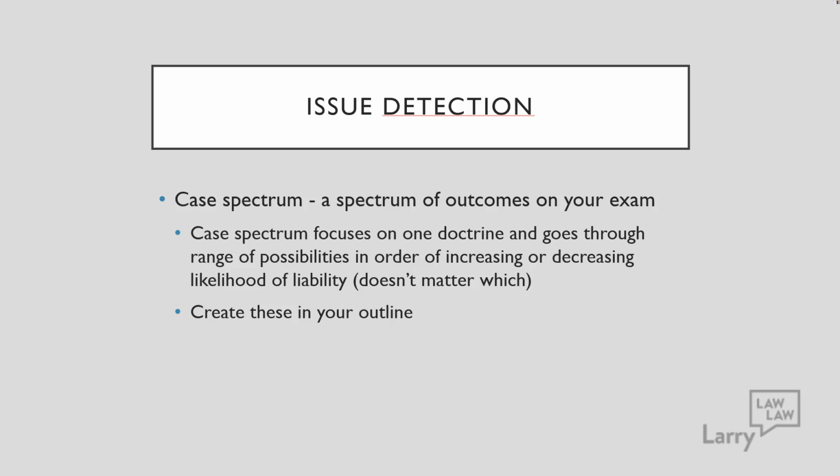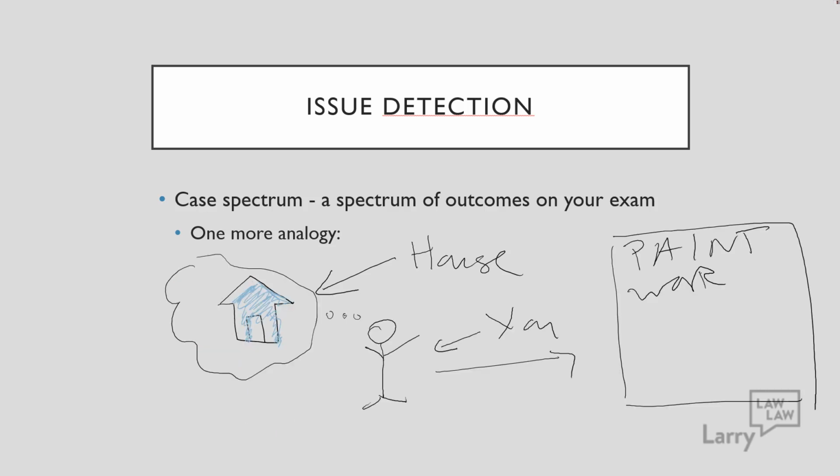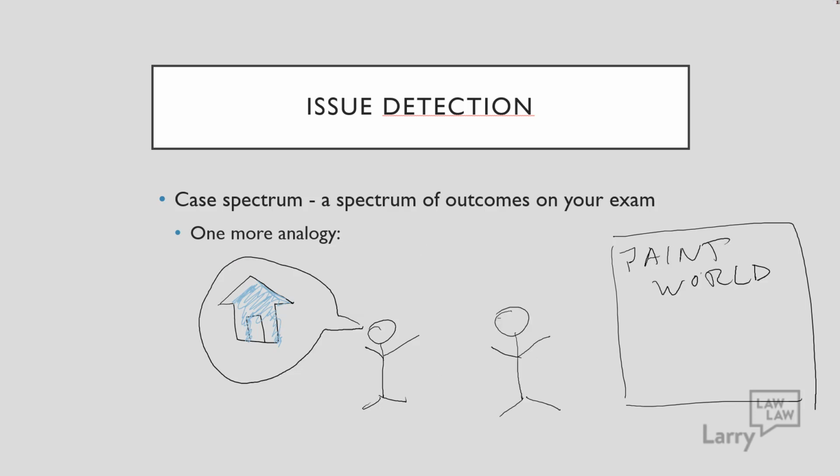So this is the analogy I like to use. You've got a house. The house is a new fact pattern. And here's you. And you've got to repaint the house. You've got paint coming off. So you go to the paint store, you go to Paint World, and there's someone, and you say, I need kind of baby, robin's egg blue.